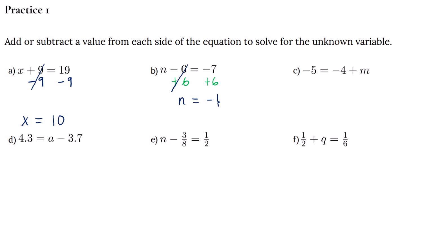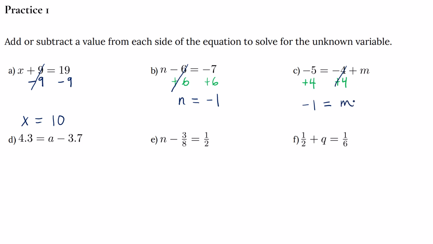To get m by itself in C, we want to get rid of this negative 4 from the right side. So to get rid of a negative 4, we're going to add 4. We also need to do that to the left side to keep the equation balanced. When we clean this up a bit, on the left side, negative 5 plus 4 is negative 1. Bring our equal sign down. Negative 4 plus 4 has cancelled just like we wanted, and we're left with plus m, or we can just say m.